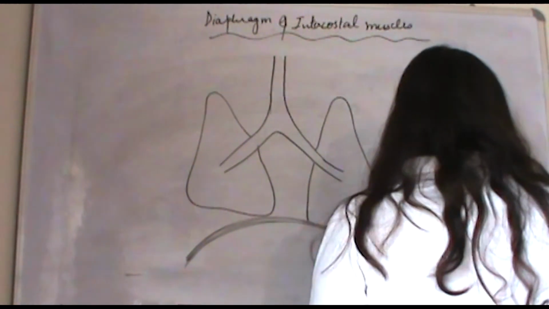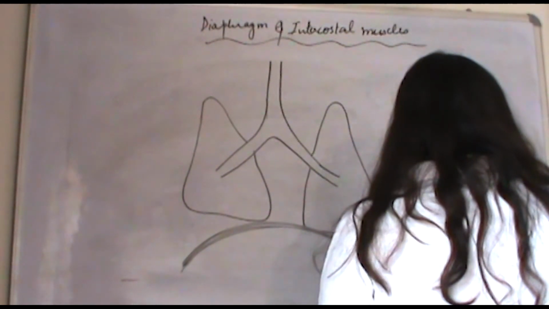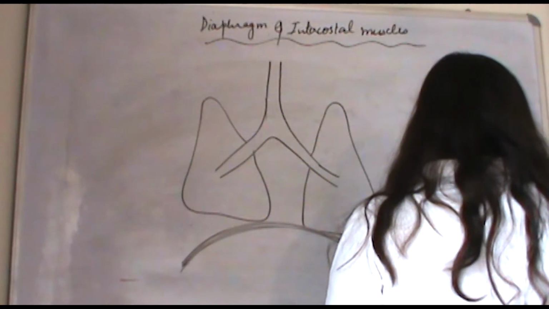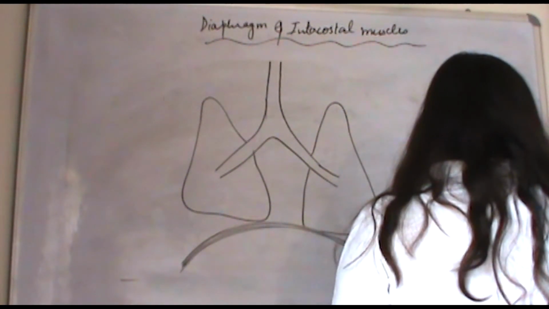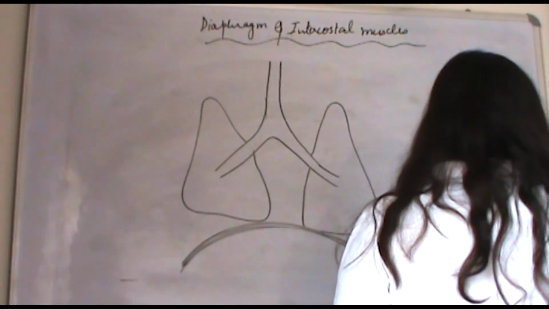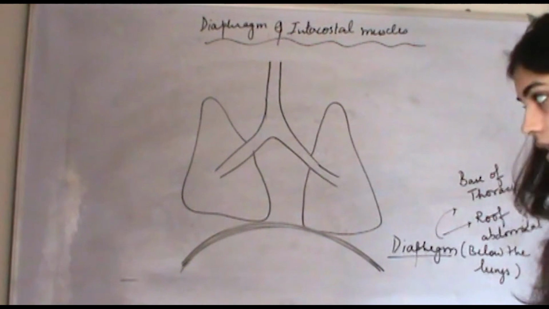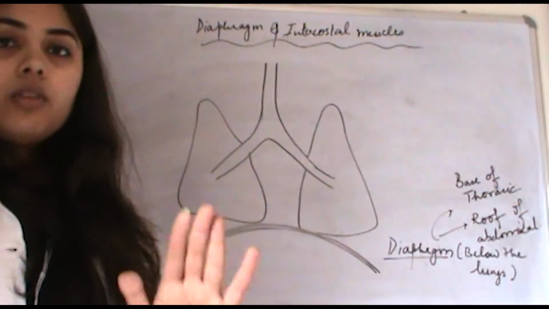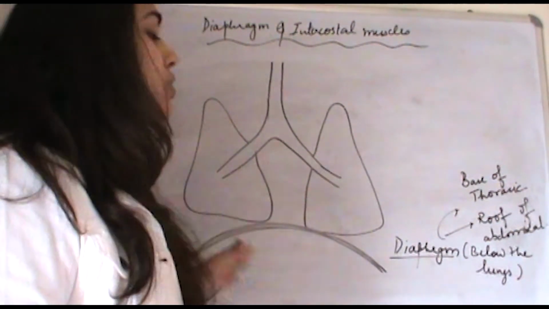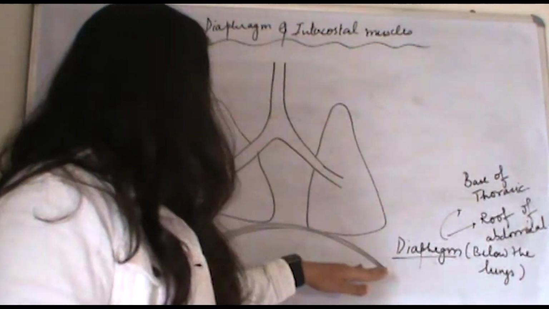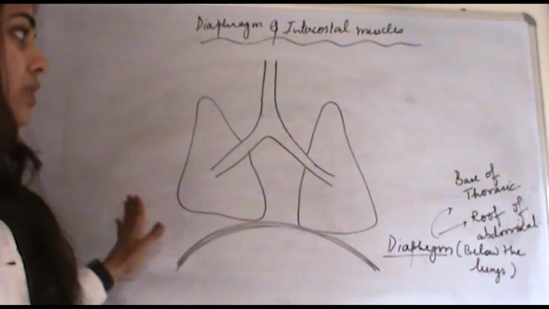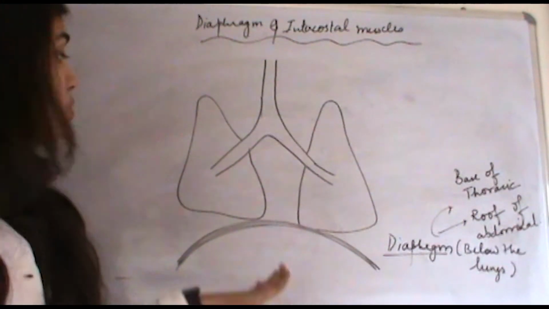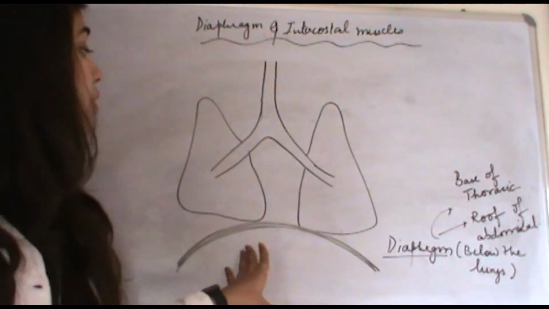Diaphragm, it forms the base of the thoracic cavity and it forms the roof of the abdominal cavity. Okay, it is forming the base. That means this portion is present in the thoracic cavity, like I've already told you, and below the thoracic cavity, which cavity is present? Abdominal cavity. So obviously it is forming the base of the thoracic cavity, but below it, what is starting? The abdominal cavity. So what will the diaphragm be? It will be the roof of the abdominal cavity.